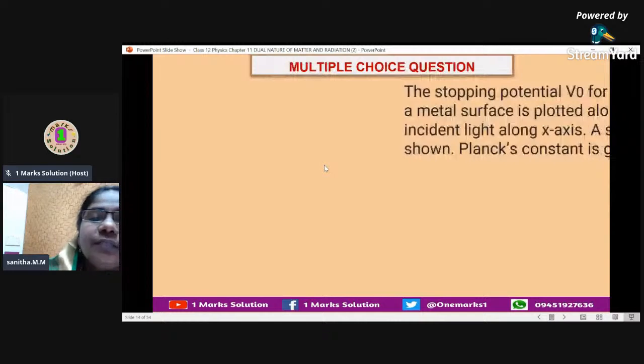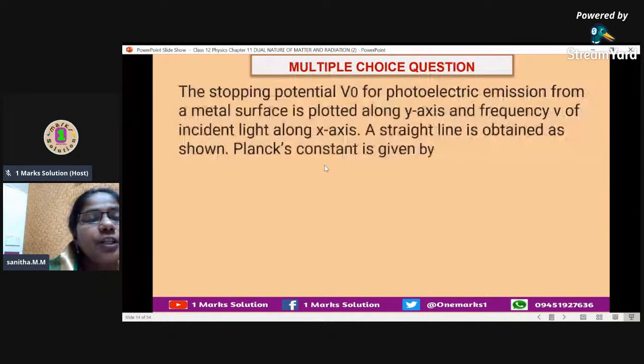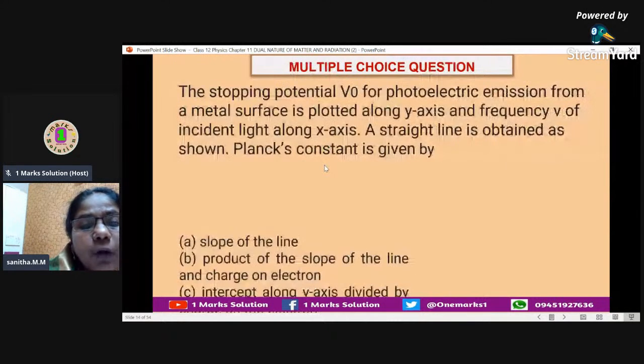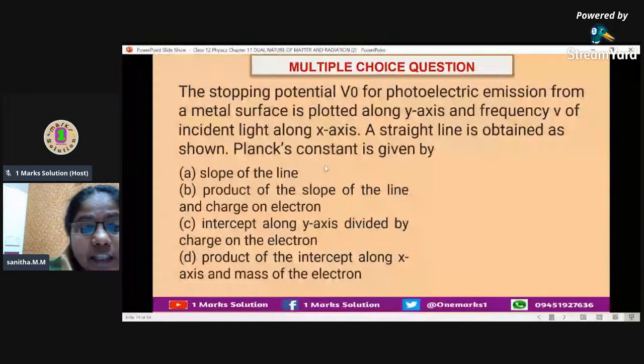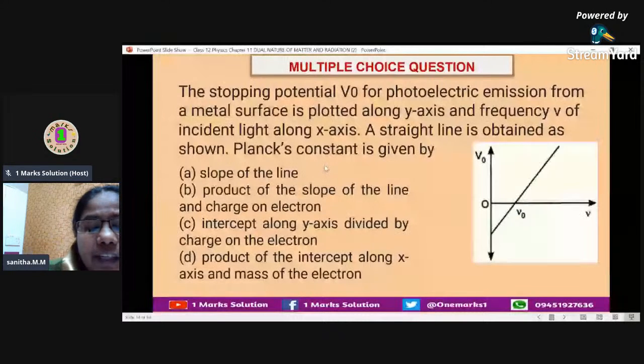Next, we can go for again a multiple choice question. The stopping potential V0 for photoelectric emission from a metal surface is plotted along the y-axis and the frequency of incident light along the x-axis. That means we are drawing a graph of frequency and stopping potential, and this graph is very, very important. The question says it is a straight line. You can see the graph here. This graph is very important in this chapter. So you can see that a straight line is obtained as shown.